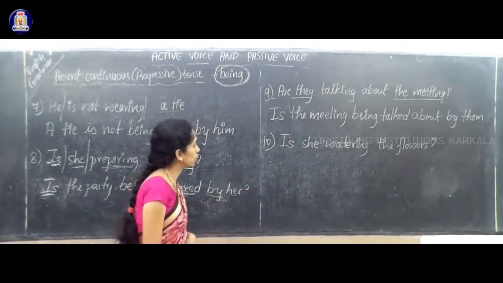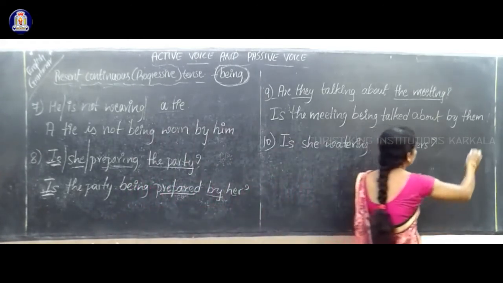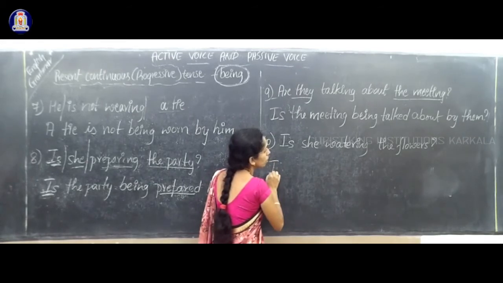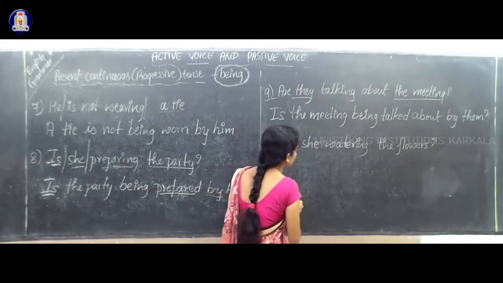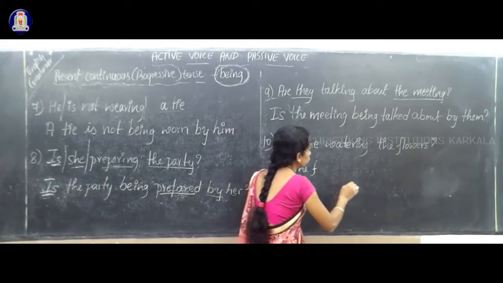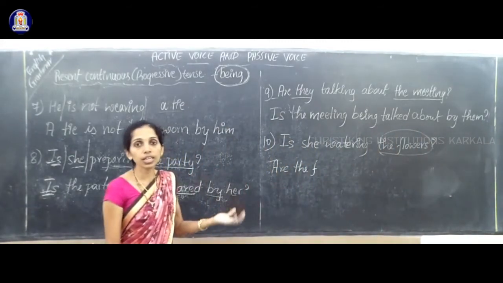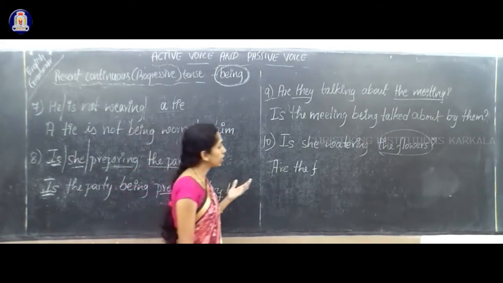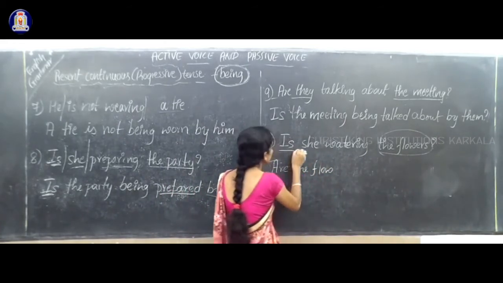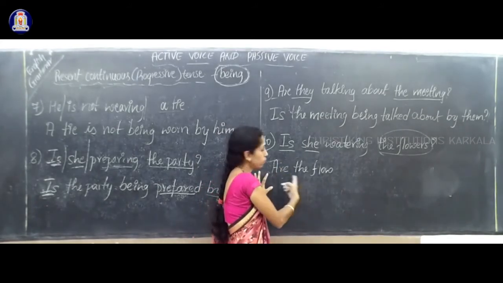Next, the last question. Is she watering the flowers? How to write the passive voice of this? Here we write "are the flowers," because flowers is plural, more than a single number. Here the helping verb is "is" for she, but we cannot write "is the flowers." The verb doesn't match with the subject.